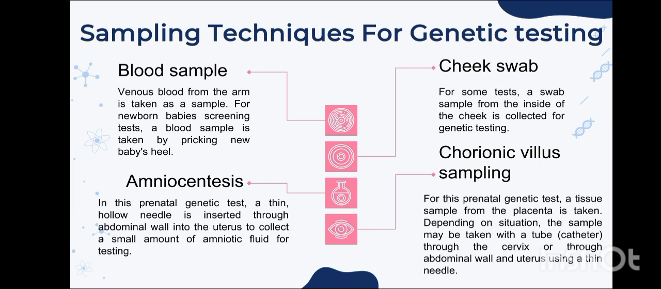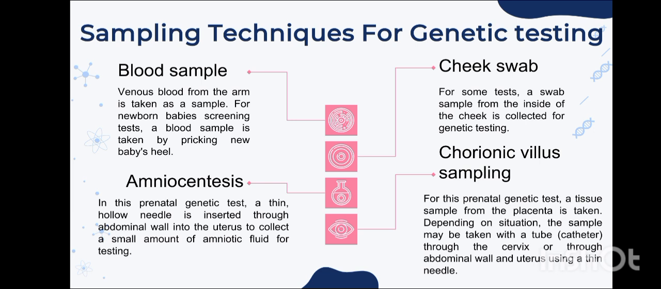Third is amniocentesis. It is a prenatal genetic test, as we saw earlier also. A thin hollow needle is inserted through the abdominal wall into the uterus to collect a small amount of amniotic fluid for testing. So we take this amniotic fluid from the amniotic sac and send it for genetic testing.